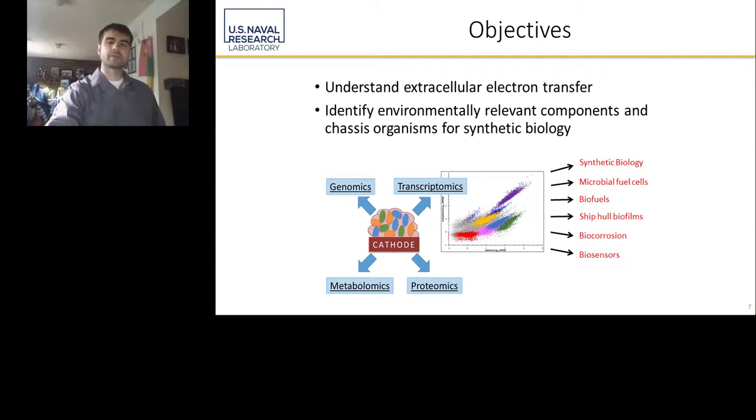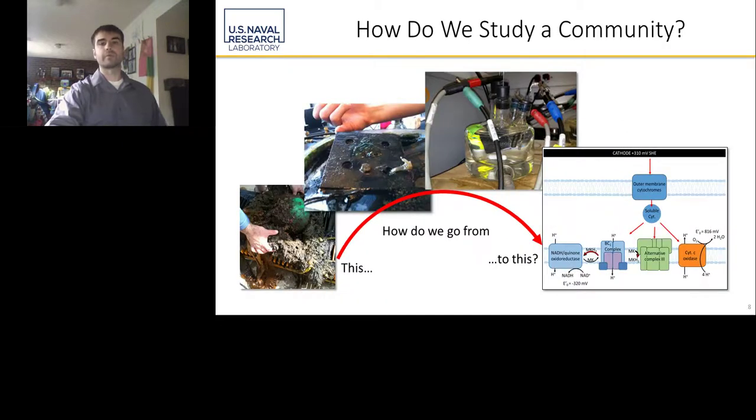And like I said before, one of the things we really are interested in is synthetic biology. And what we're trying to do here is find some chassis organisms that we can put components into, and then find components to put into them that are going to be more environmentally relevant, that will actually grow in seawater. To date, most synthetic biology has been done in E. coli, which does not grow very well in seawater. And so we're trying to make things that would be more relevant for the Navy.